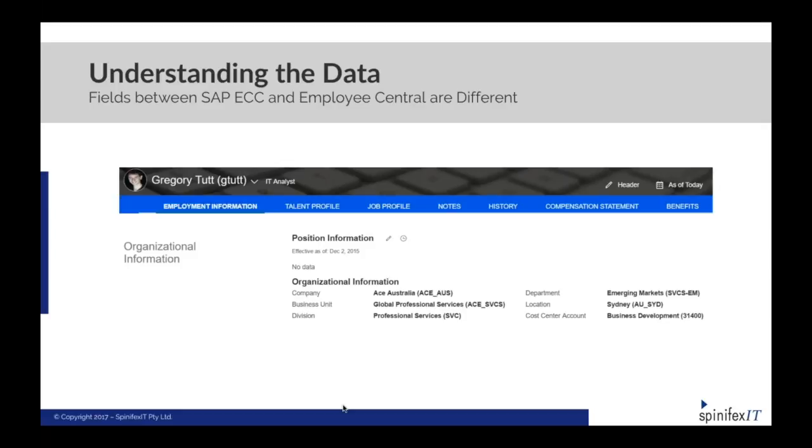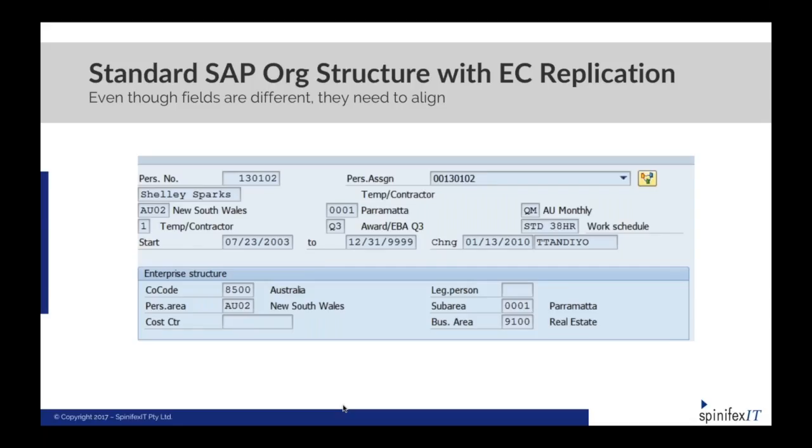So if we had a look at the SAP data on the next slide, what we'll see is that this particular employee has had that data replicated down, and in this case it's created the personnel area of New South Wales and the sub-area of Parramatta to correspond to that particular value in Employee Central. So okay, great, the replication worked, so that's good news. We've got the right information set for that employee.